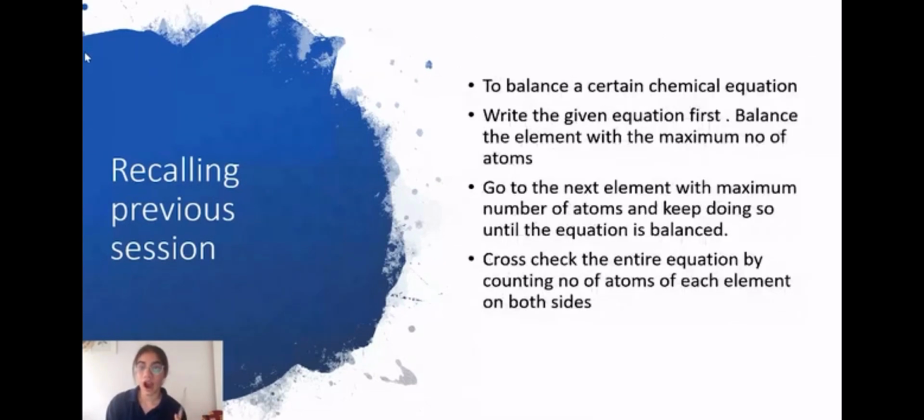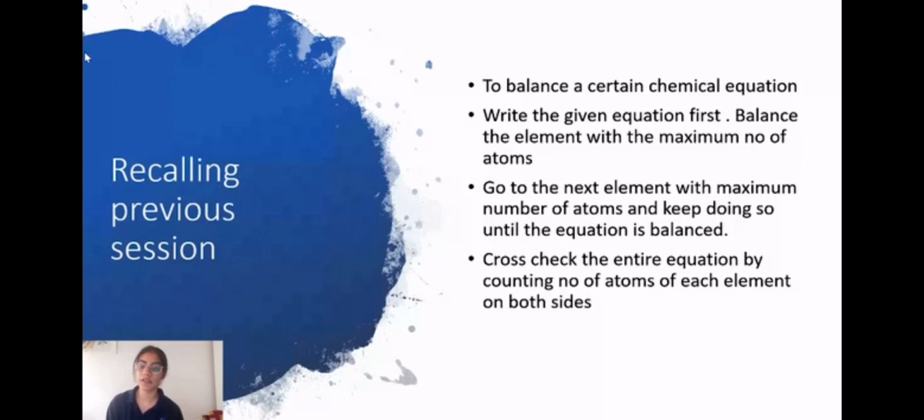Then we studied how to balance a certain chemical equation. We first write the given chemical equation in the form of words if it's not given to us. We then write it in the form of symbolic representation, that is, we write the whole chemical equation. We balance the element with the maximum number of atoms, be it on the reactant side or on the product side. We then go to the next element with the maximum number of atoms and balance it, and keep doing so until every atom in the equation is balanced.